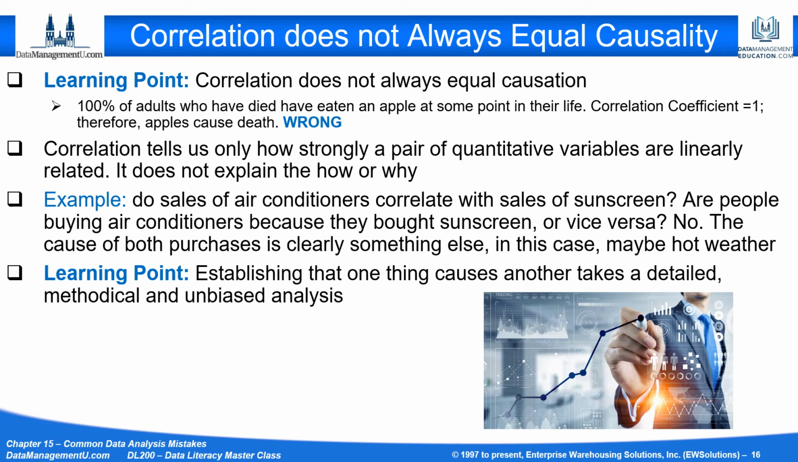So to give an example, let's suppose we have a hypothesis that sales of air conditioners correlate with sales of sunscreen. The question is, are people buying air conditioners because they bought sunscreen or vice versa? No, no. The cause of both purchases is clearly something else. In this case, it's probably hot weather. Learning point: establishing that one thing causes another takes a detailed, methodical, and unbiased analysis.